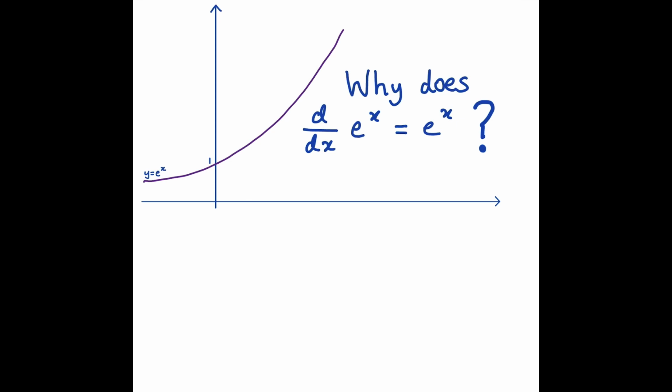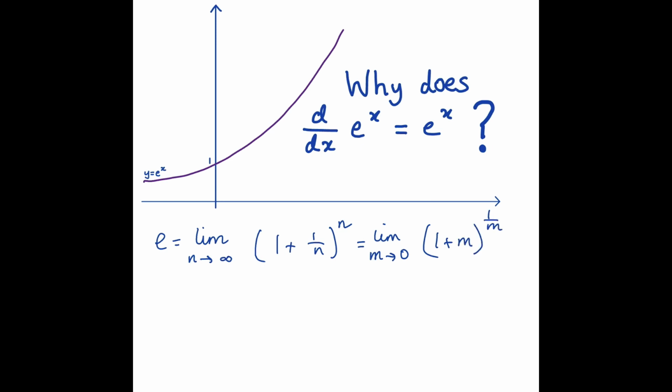But before we start, there is a really important definition that you should know, and it's a way of expressing e. So e is the limit as n approaches infinity of 1 plus 1 over n to the power of n. Another way of expressing this is the limit as m tends to 0 of 1 plus m to the power of 1 over m.